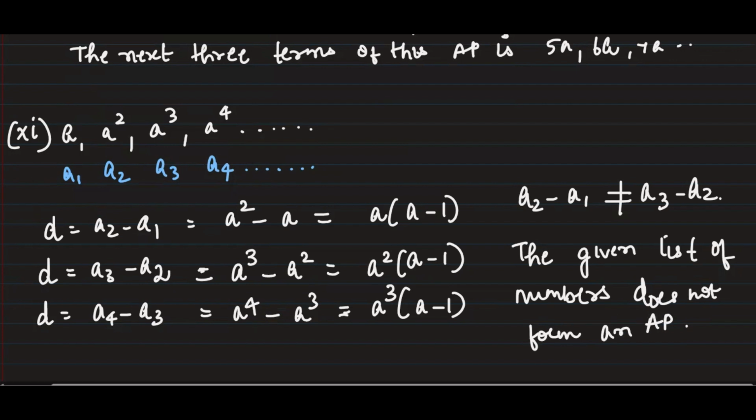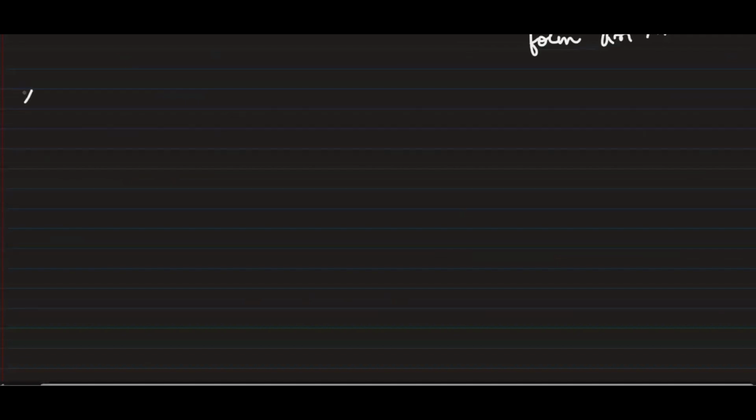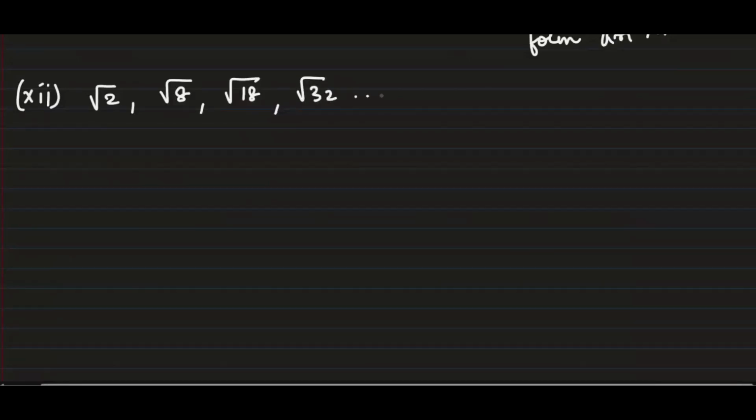Now moving on to question number 12. What is question number 12? It is under square roots: root 2, then root 8, then root 18, then root 32, and so on. For this one, first we will simplify. The first one, root 2, we cannot simplify further, so this will be just root 2.